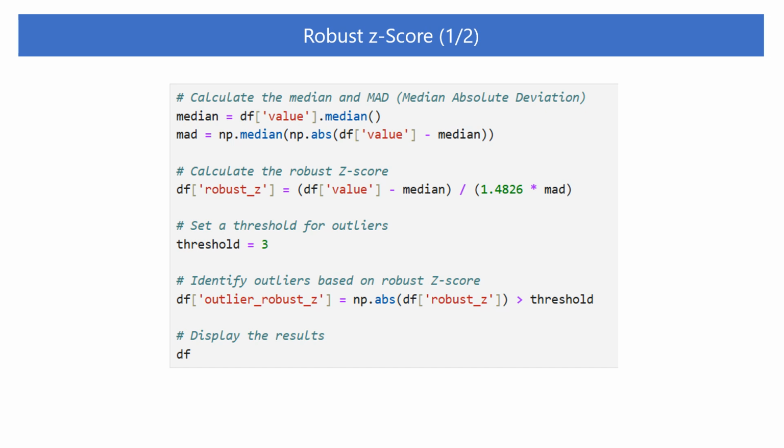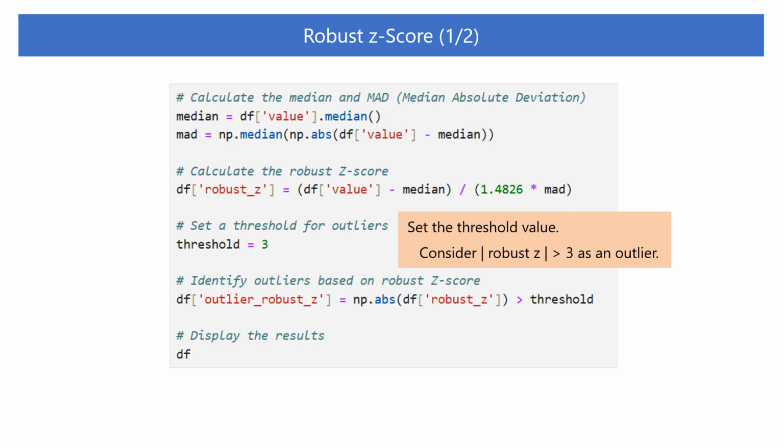Let's implement the outlier detection using robust Z-scores in Python. First, calculate the median and MAD as before. Next, calculate the robust Z-score. This is done according to the formula. Then, we set the threshold value. Here, we set it to 3, meaning that we consider any absolute value of the robust Z-score greater than 3 to be an outlier.